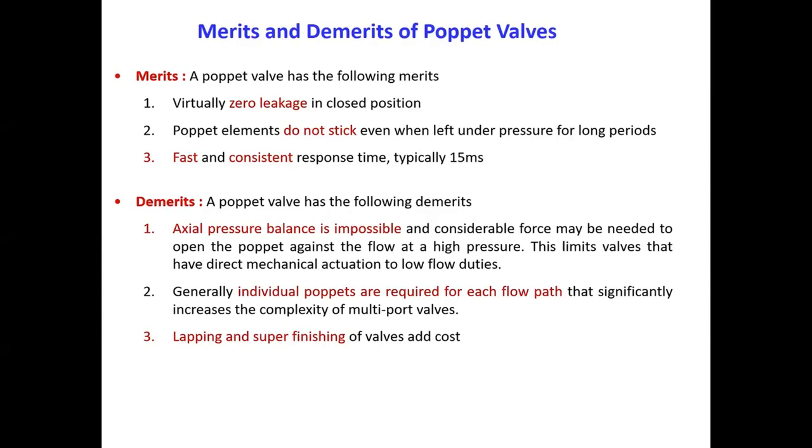Demerits of a poppet valve: axial pressure balance is impossible, and considerable force may be needed to open the poppet against the flow at high pressure. This limits valves that have direct mechanical actuation to low flow duties. Generally, individual poppets are required for each flow path, which significantly increases the complexity of multi-port valves, wrapping and superfinishing of the valve at cost.